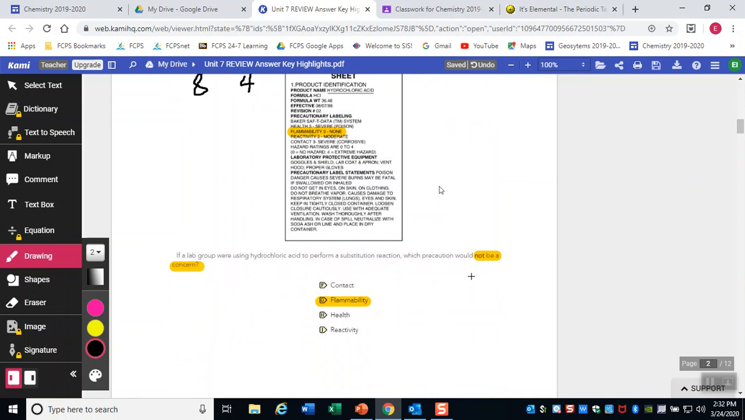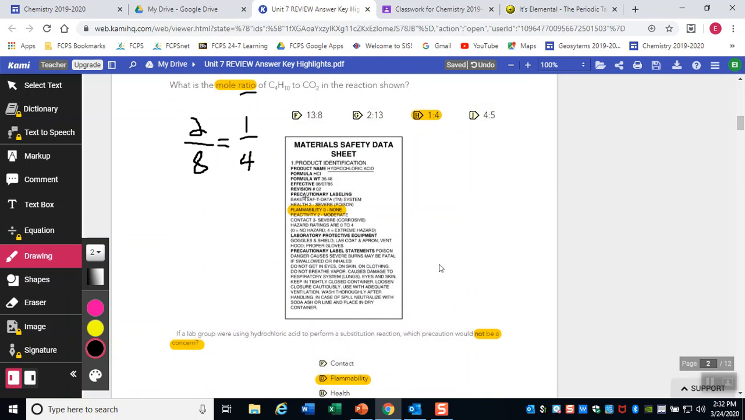So it says which of these things would not be a concern. So if you're looking at here where it says precautions, the only one that is 0 would be flammability.